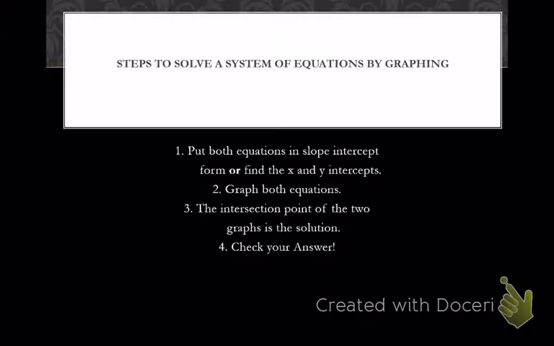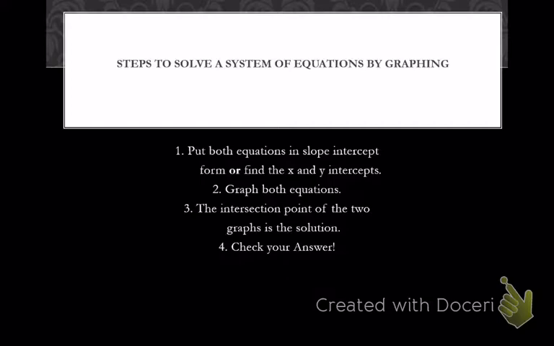And it's imperative that we check our answer here. The graphing method is incredibly inaccurate and it's going to be really hard to come up with the intersecting point exactly. And so we have to take that point that we think is the intersection point and plug it in to make sure that it's a solution. Excuse me.